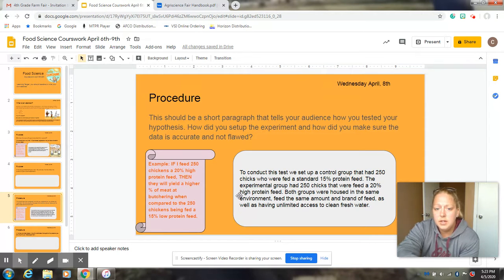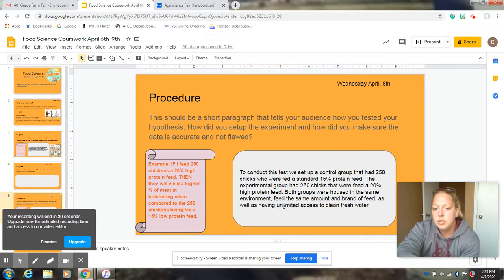So here I wrote out our procedure for the chickens. To conduct this test, we set up a control group that had 250 chicks who were fed a standard 15% protein feed. The experimental group had 250 chicks that were fed a 20% high protein feed. Both groups were housed in the same environment, fed the same amount and brand of feed, as well as having unlimited access to clean, fresh water. So those were the things that we controlled here at the end to make sure that our data was correct.